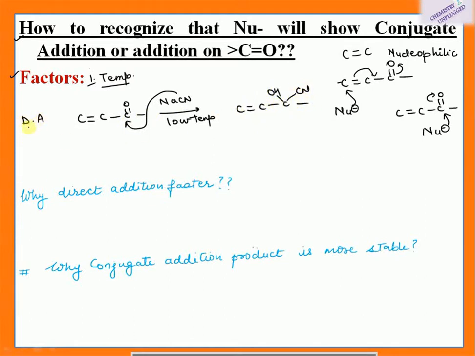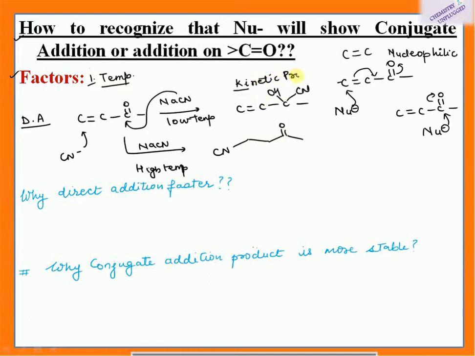And if you are using high temperature conditions, then it will show conjugate addition, means CN will attack on this carbon, then this bond will shift here. So you will get a product like this, right? This will be the product. The direct addition product is known as the kinetic product. At low temperature conditions, the kinetic product will form. And under high temperature conditions, thermodynamic products will form. Thermodynamic products are more stable as compared to kinetic products.